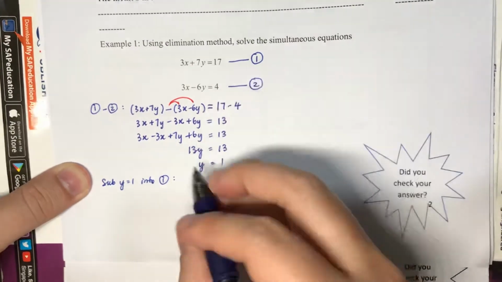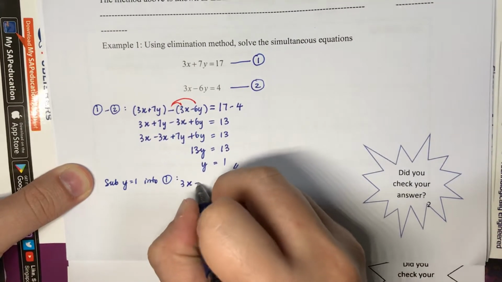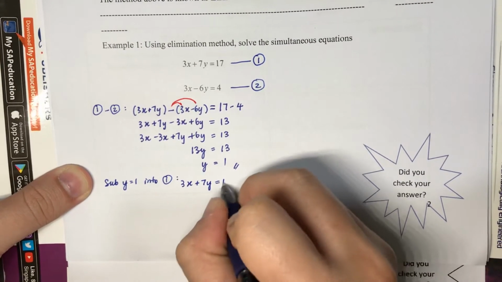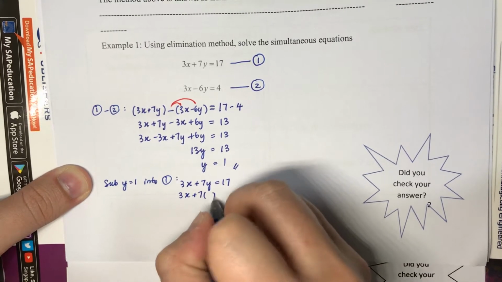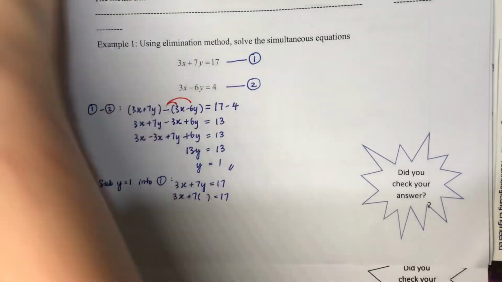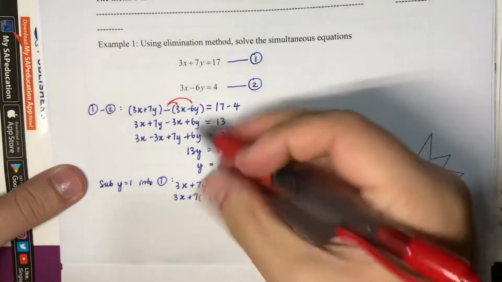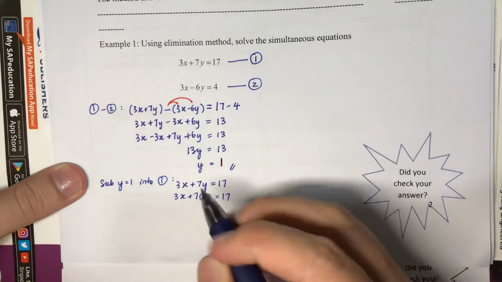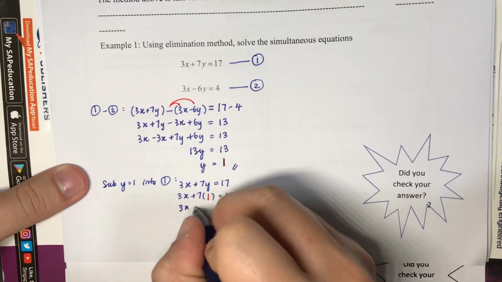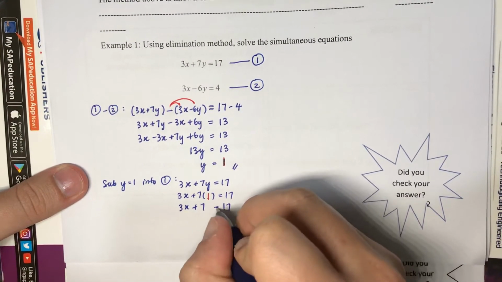So I'm going to copy equation 1: 3x plus 7y equals 17. Now y is 1, so 3x plus 7, and I put the bracket here and replace y with my answer 1. Let me simplify on the left hand side: 3x plus 7 equals 17.